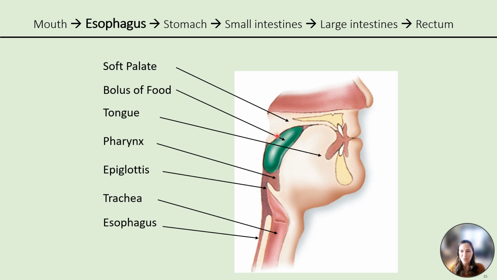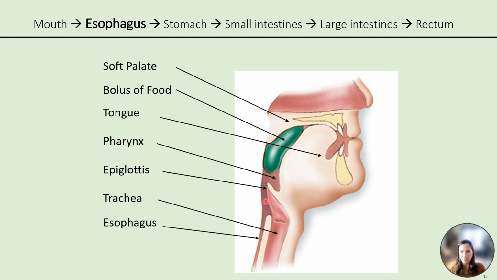So when we swallow, our soft palate actually blocks off our nasal system from everything else. So you can actually feel that when you swallow. You can't breathe when you swallow, and that's because our soft palate comes down to block that off. We'll look at that more in a moment.